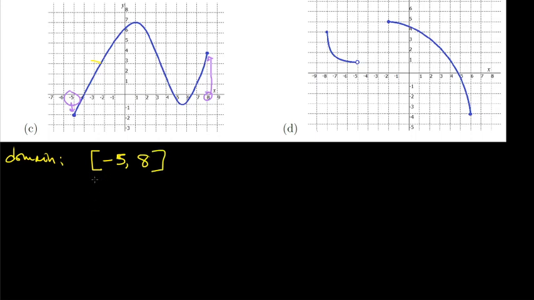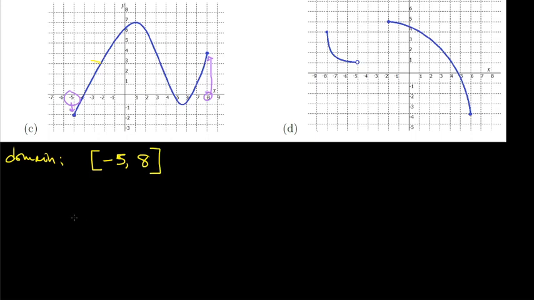Now you might be asking, why am I using brackets? Why not parentheses? Parentheses means that you're not including the negative 5, and you're not including the 8. Why are we including them? Because this point is actually part of the graph, right? It's not a circle, it's not a hole. If it were a hole, then you can make a case for using the parentheses.